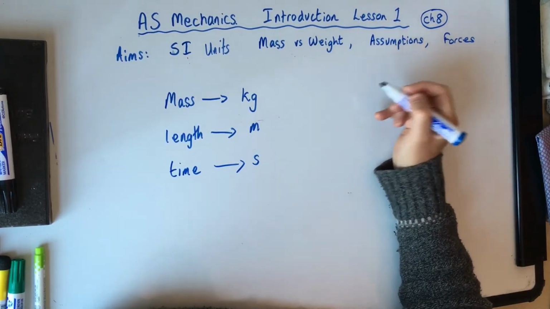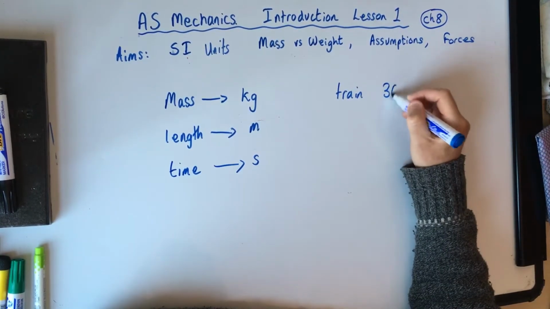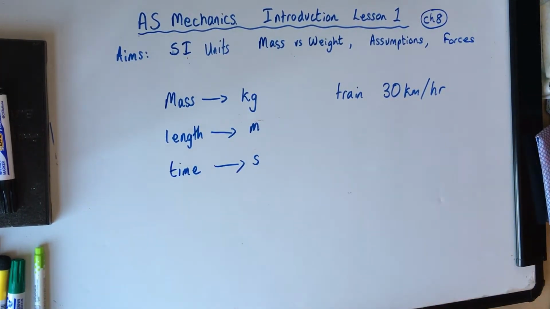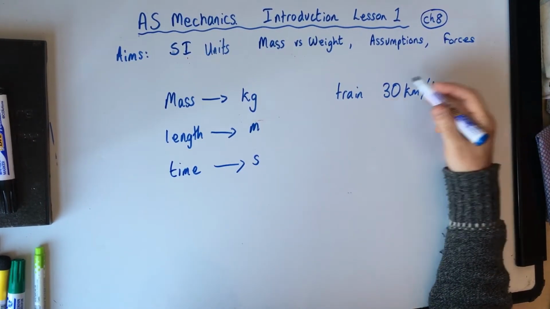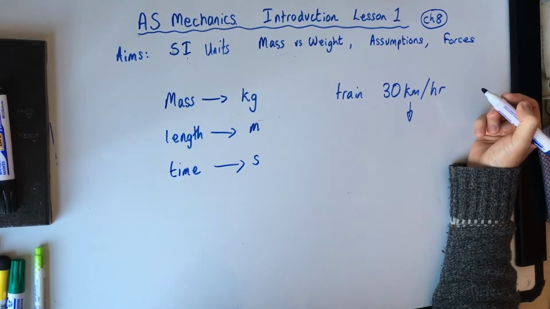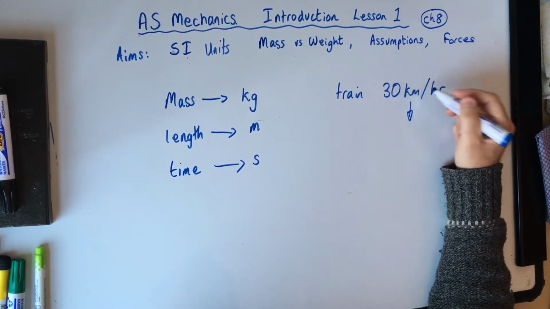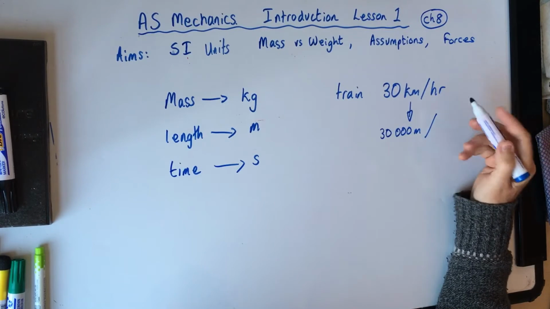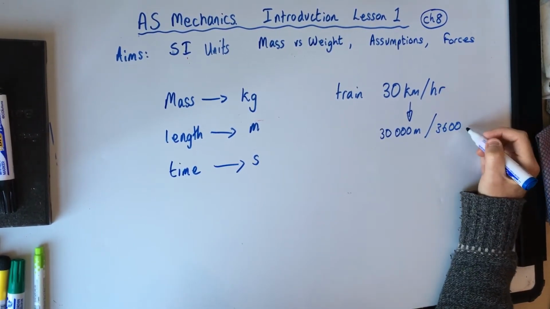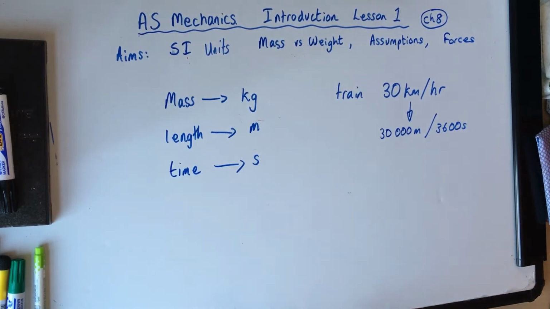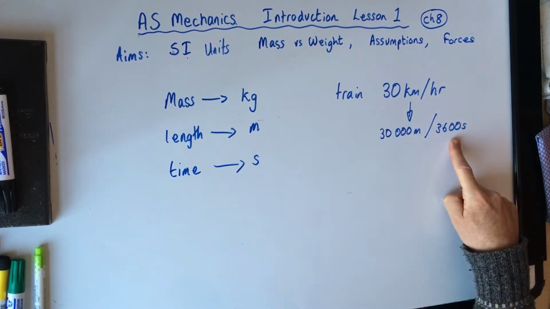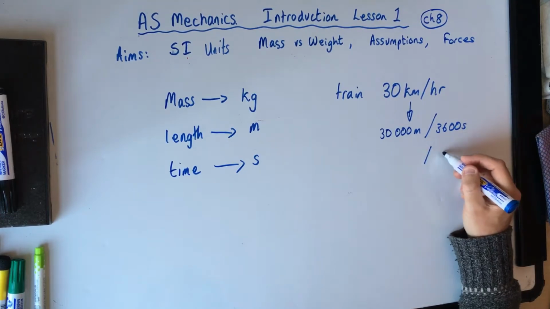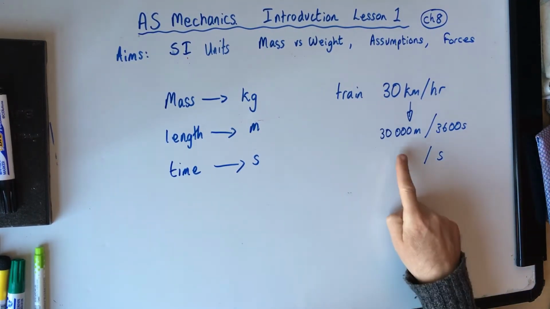That means that if we get a question talking about a train traveling at 30 kilometers per hour, so 30 kilometers for every hour, before we start doing the maths we change kilometers into meters. So 30 kilometers would be 30,000 meters, and it would be traveling 30,000 meters in 1 hour, and 1 hour is 60 times 60, so it's 3,600 seconds. So we would then say 30,000 meters in 3,600 seconds, and divide them both by 3,600 to find out how many meters it travels in 1 second.